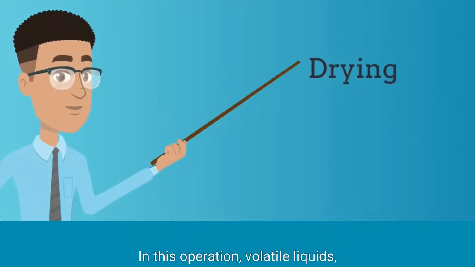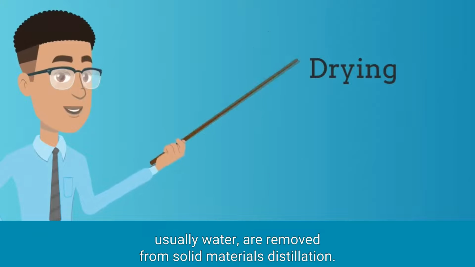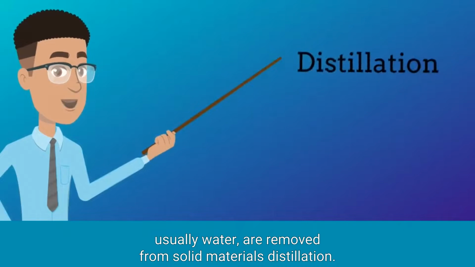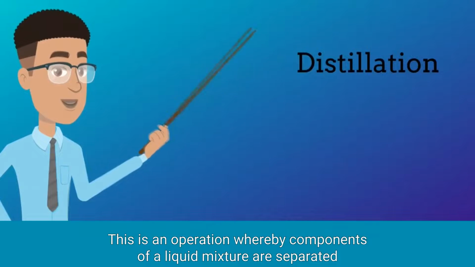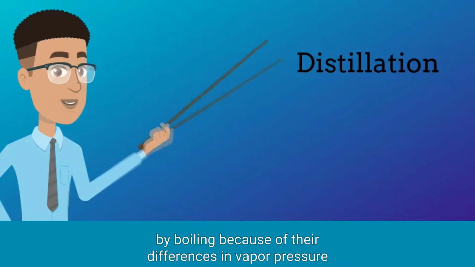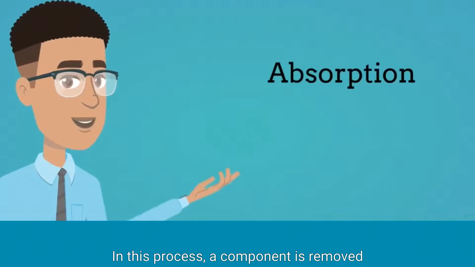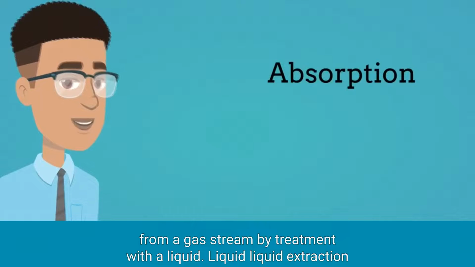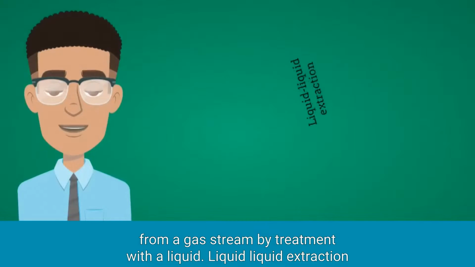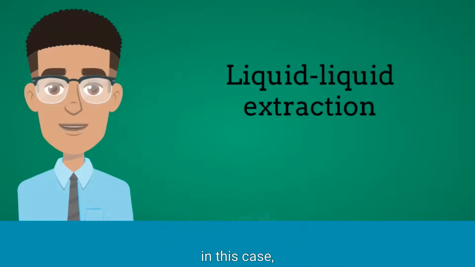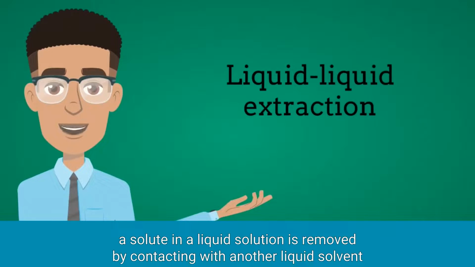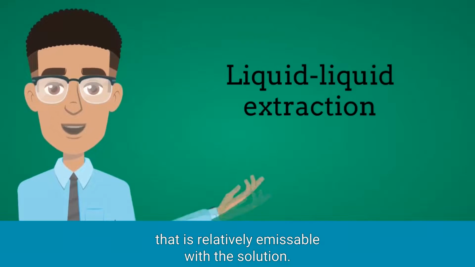Drying. In this operation, volatile liquids, usually water, are removed from solid materials. Distillation. This is an operation whereby components of a liquid mixture are separated by boiling because of their differences in vapor pressure. Absorption. In this process, a component is removed from a gas stream by treatment with a liquid. Liquid-liquid extraction. In this case, a solute in a liquid solution is removed by contacting with another liquid solvent that is relatively immiscible with the solution.